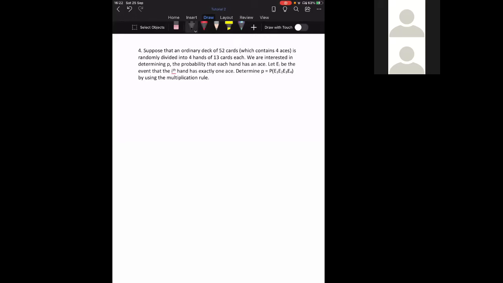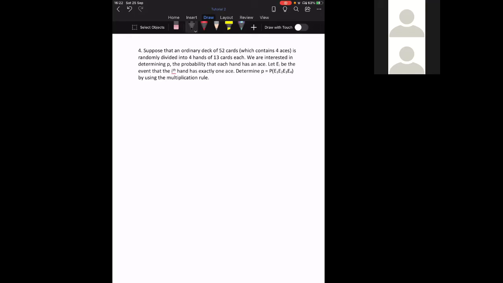So anyway, let's go through the question. Suppose that an ordinary deck of 52 cards, which contains 4 aces, is randomly divided into 4 hands of 13 cards each. Usually you see कि इस तरह से cards वगैरह के बारे में questions आते हैं, so you should have some basic knowledge of cards.